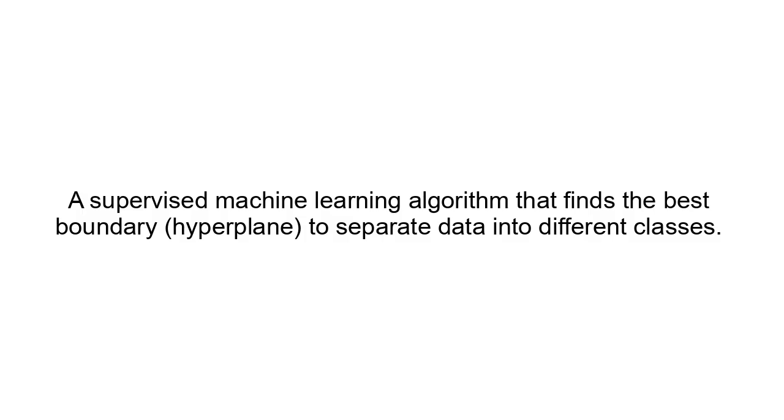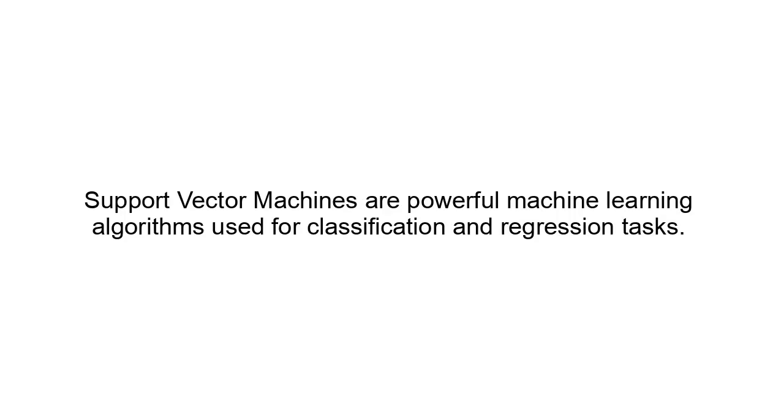Simple definition. Support vector machine, SVM: a supervised machine learning algorithm that finds the best boundary, hyperplane, to separate data into different classes.